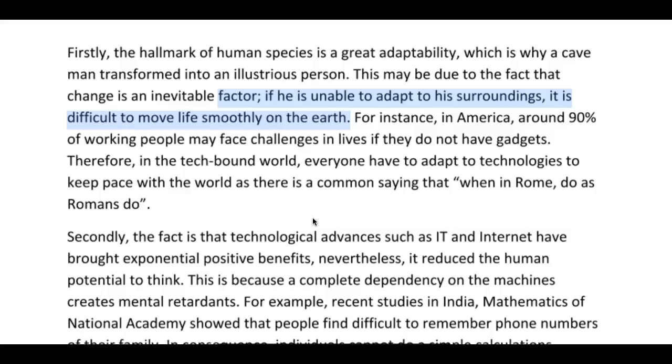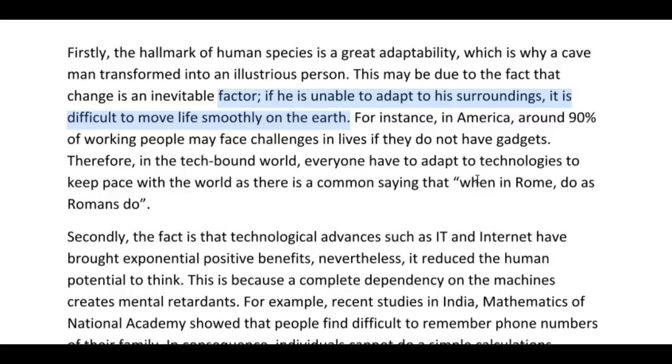Okay, so actually, let's just go with that example, and maybe we've said, for instance, a recent study by Harvard showed that in America, around 90% of working people may face challenges in their lives if they do not have the gadgets. Therefore, adapting to technology and investing in the necessary devices is a definite path to success. Okay, because then it all kind of fits in with what you're saying about your example about flexibility, about adapting to change and stuff like that.